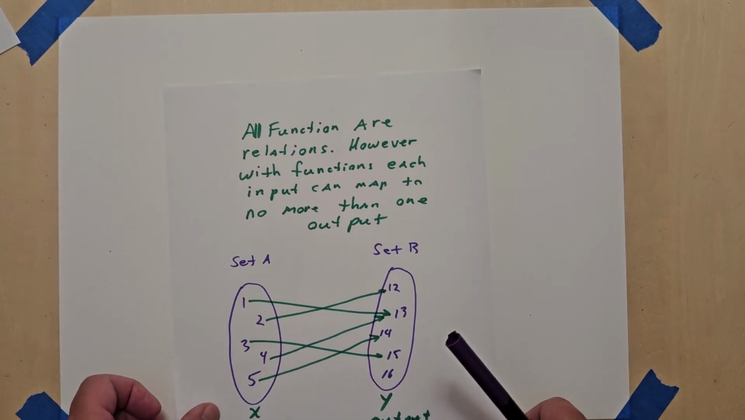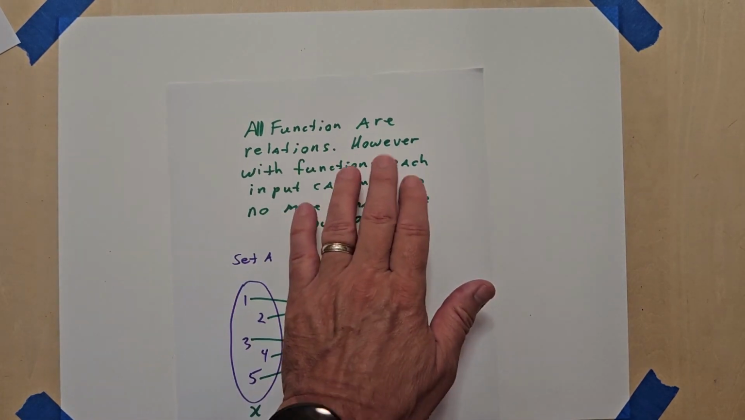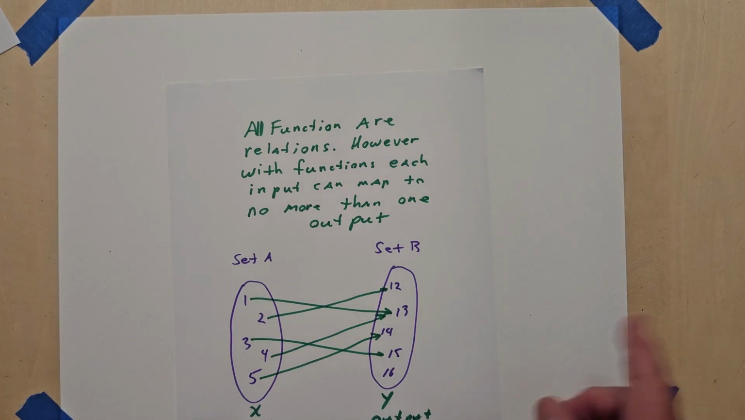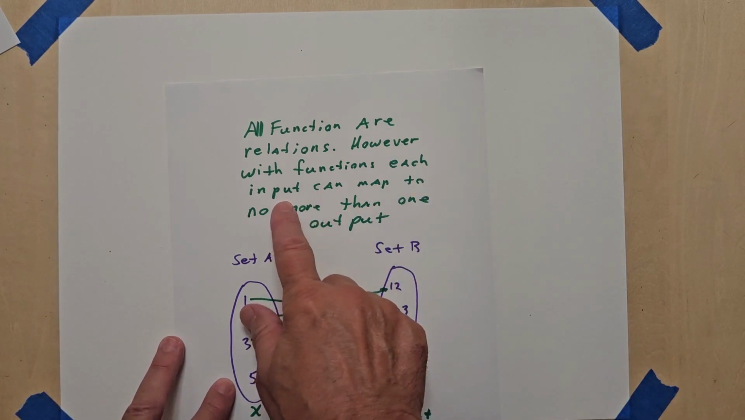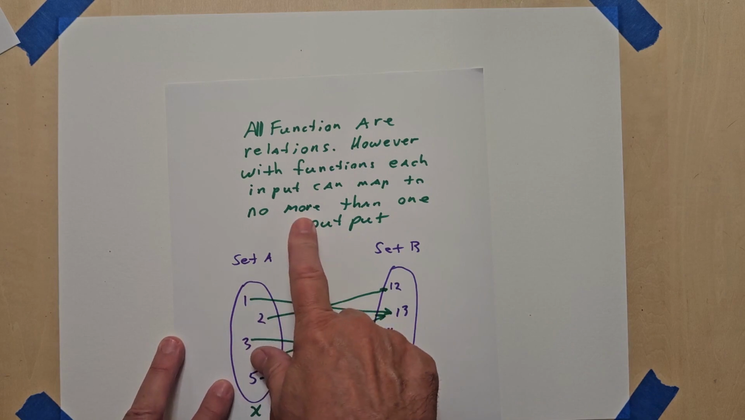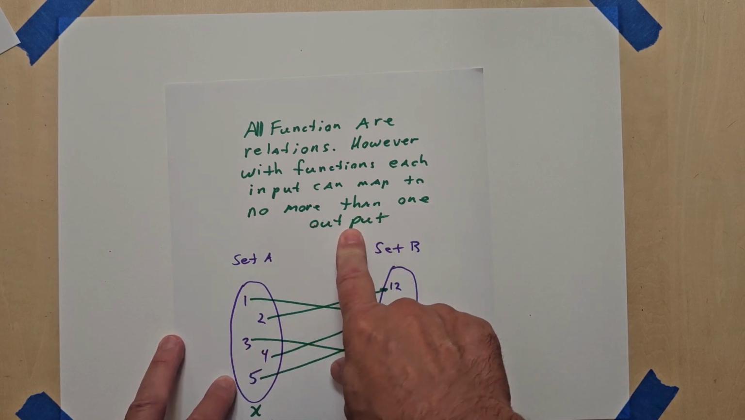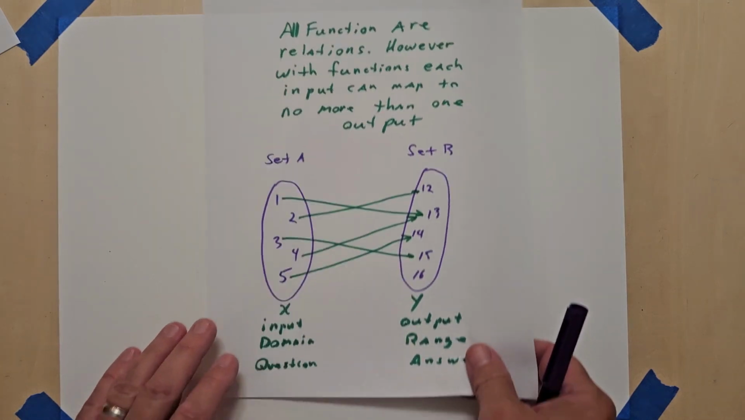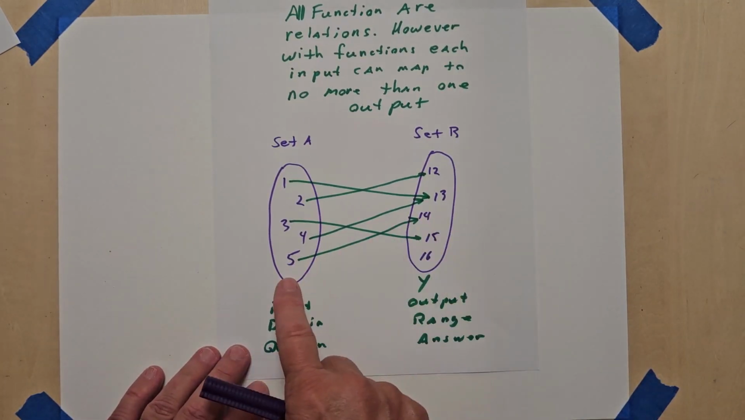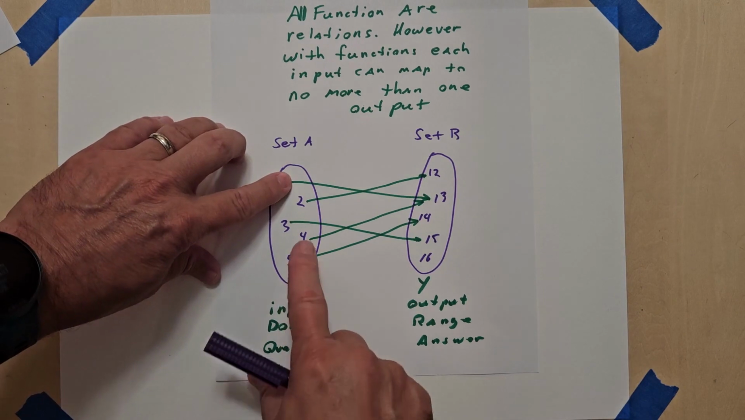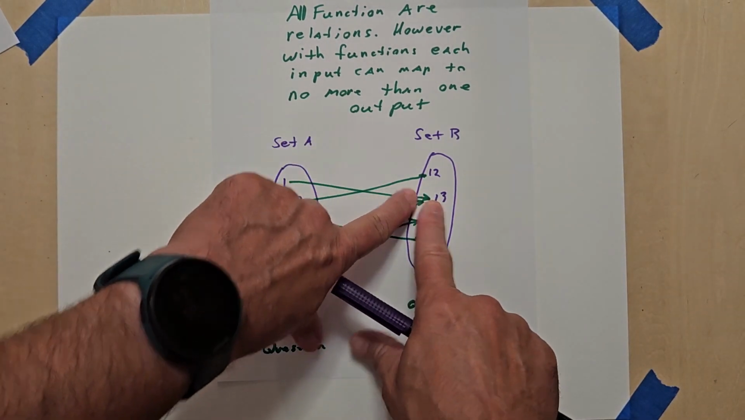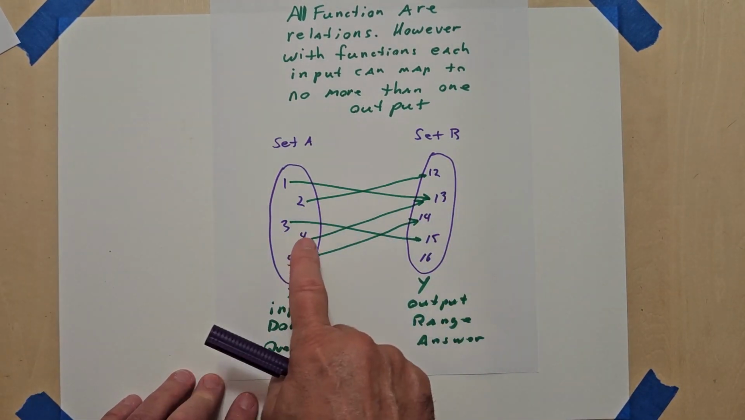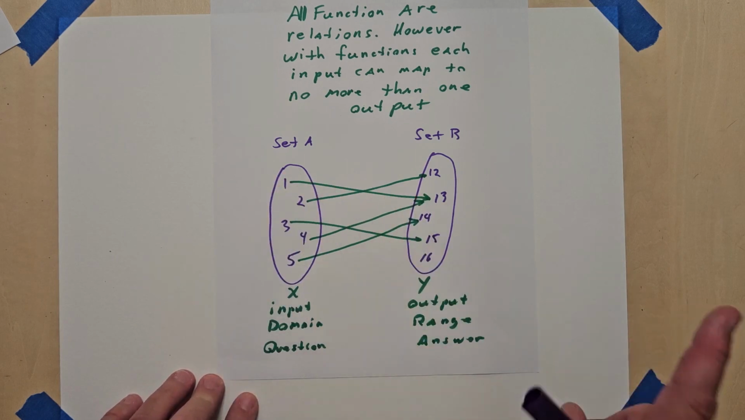functions are relations. Okay? They're a type of relation. However, there's a rule with functions, and with functions, each input can map to no more than one output. So in this case, the rule is you can map it to nothing, or you can map it to one thing, but no more than one thing. So here's a relation that's a good function. Notice that the 1 and the 4 actually both map to the 13, but that's okay because each one still only maps to one thing.